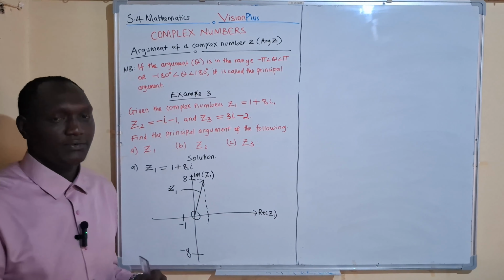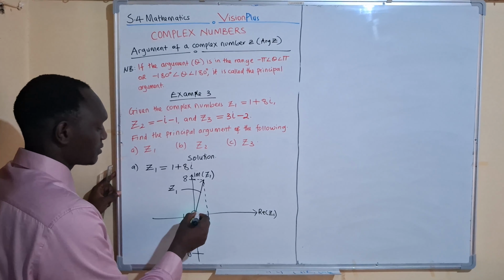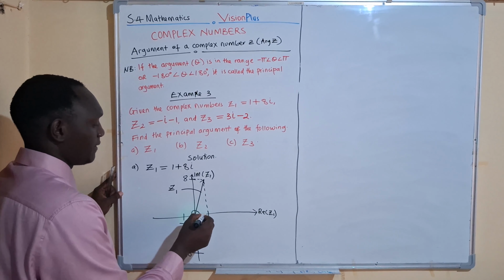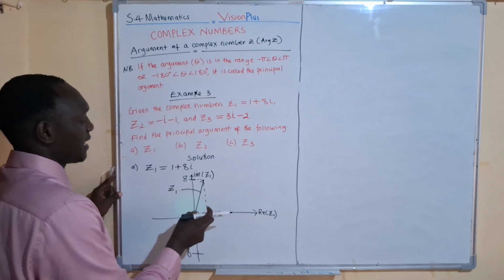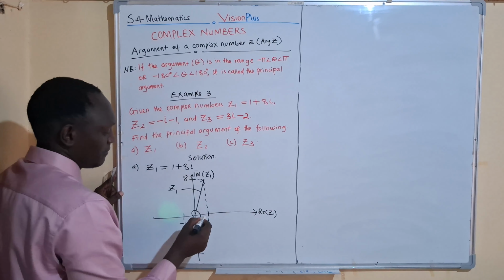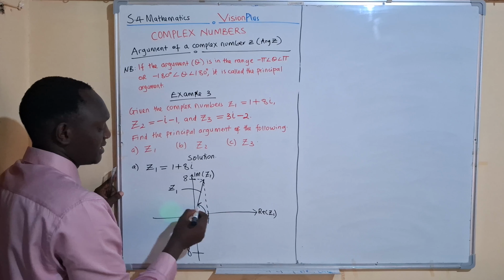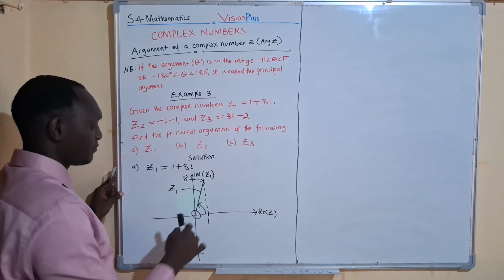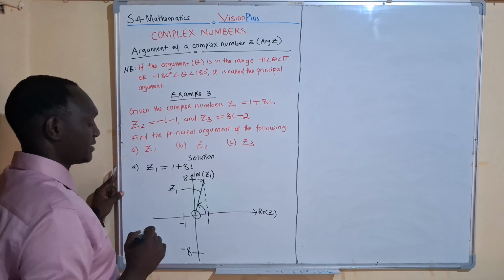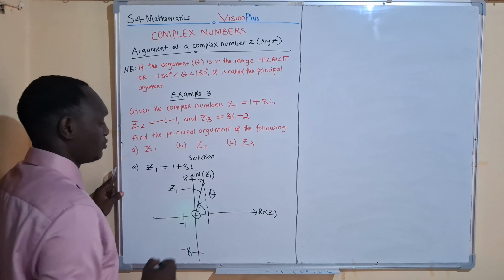But the question says that we need to find the principal argument. The principal argument is an angle which is in this range, from the positive x-axis, going anticlockwise up to where the complex number is. So this angle here is our argument.